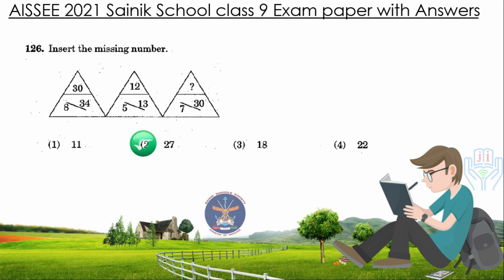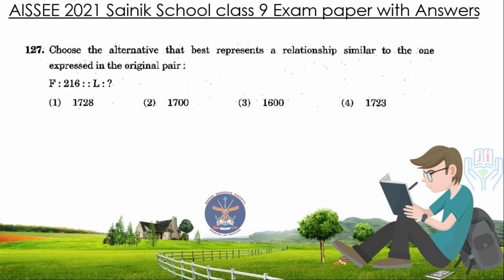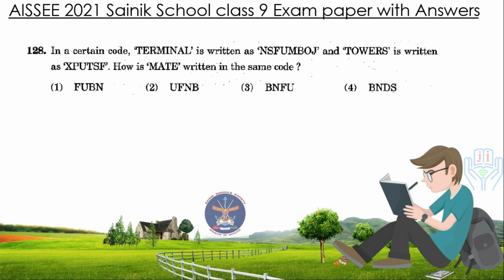Answer 27. Choose the alternative that best represents a relationship similar to the one expressed in the original pair. F is to 216, then L is to 1728. In a certain code, terminal is written as NSFUMBOJ and towers is written as XPUTSF. Then, how is mate written in the same code? Answer BNFU.